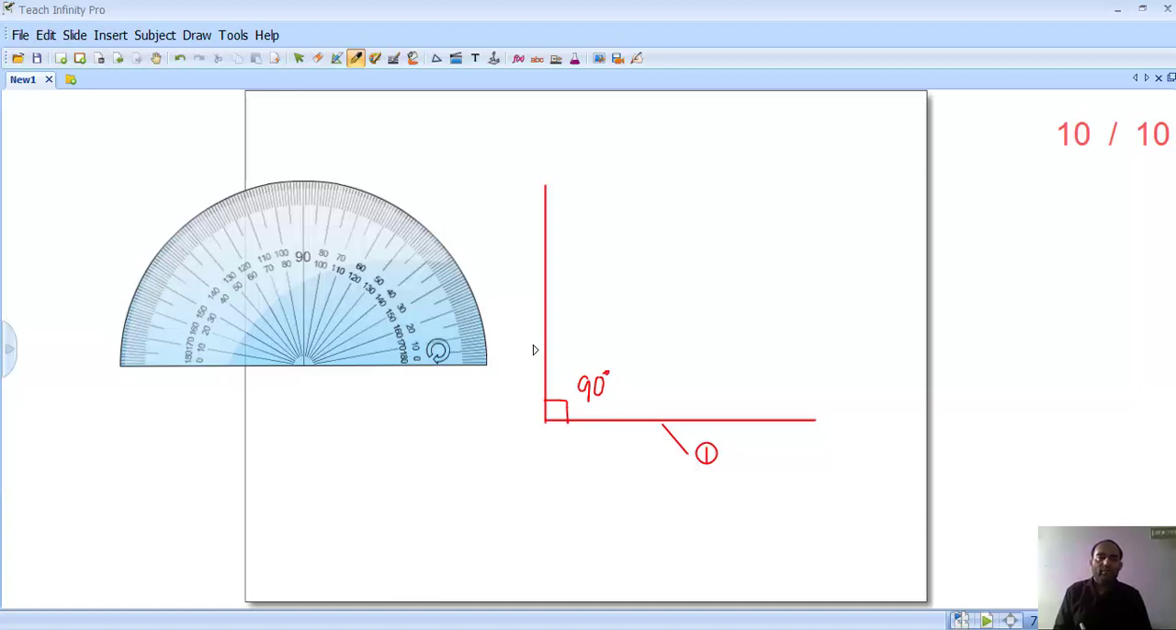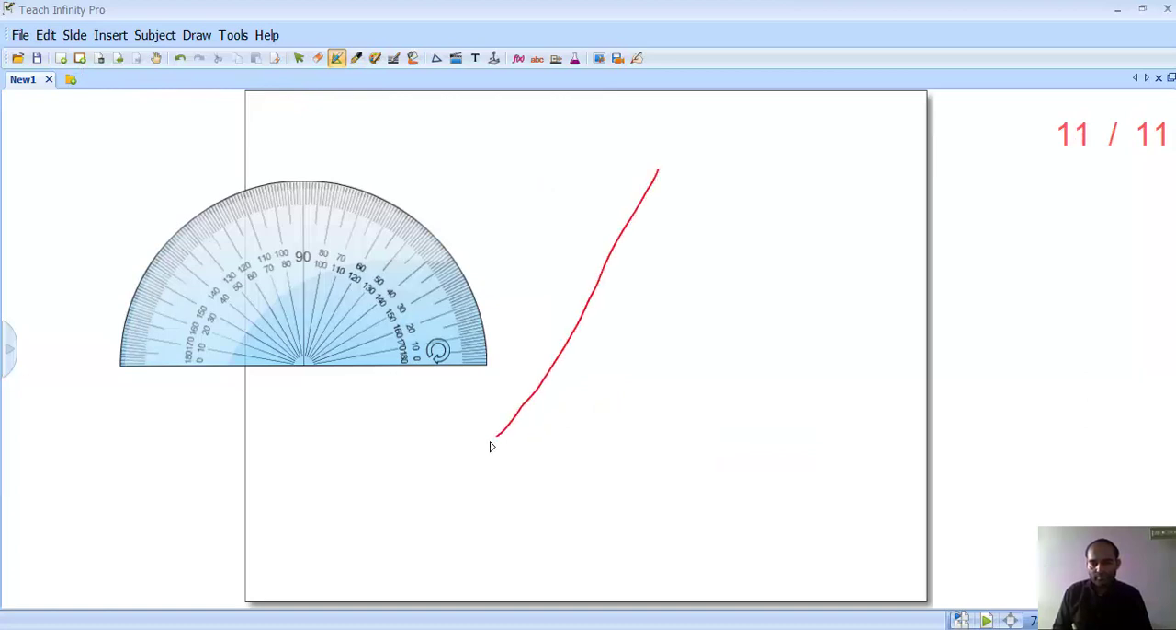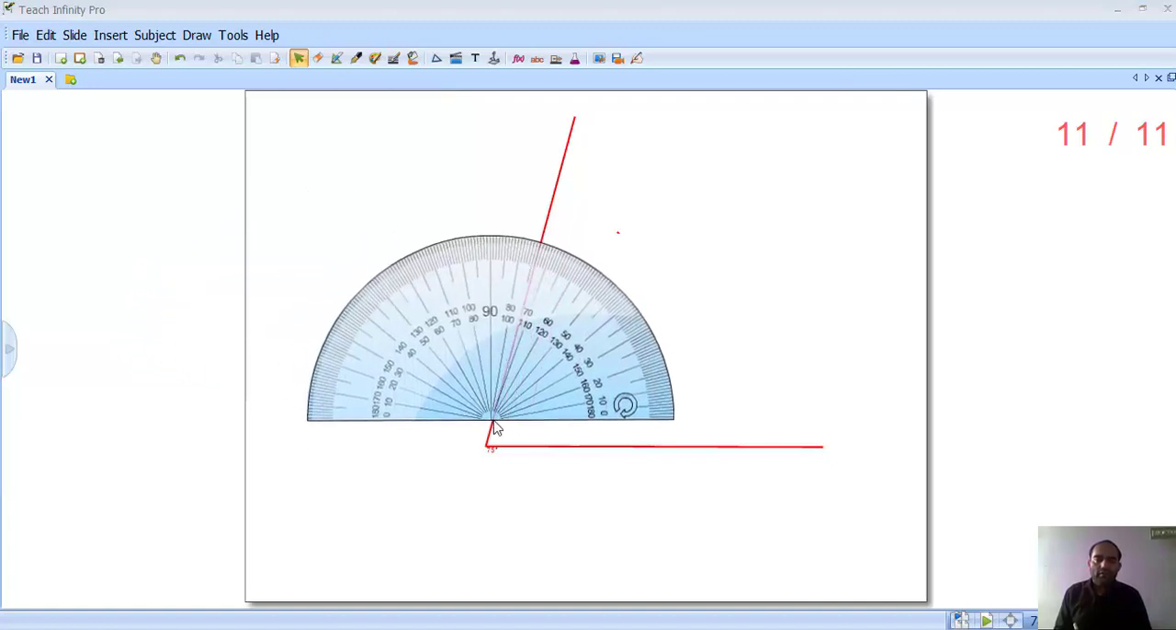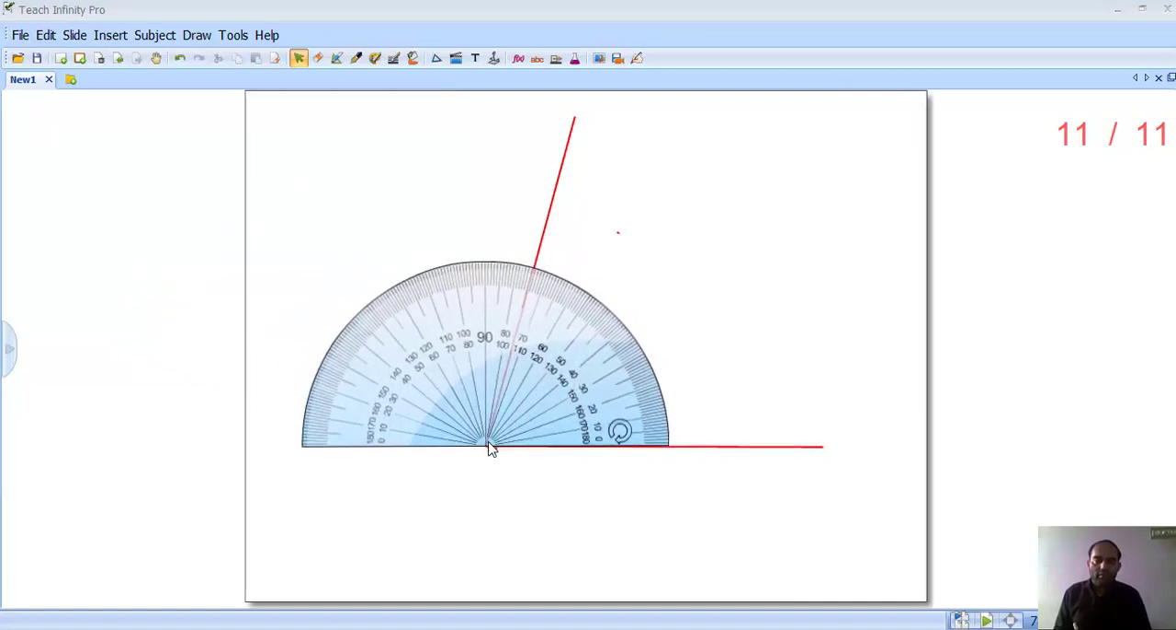Okay, now let me take one more example. This time we are going to measure this angle. Okay, let me improve it a little bit. Yeah, that's okay. The steps are the same. Put the middle point of the protractor on the joining point of the angle. One line should be overlapping, and one line is overlapping.